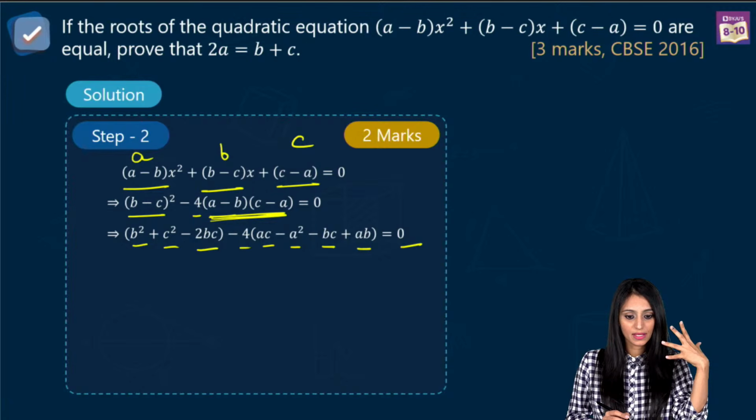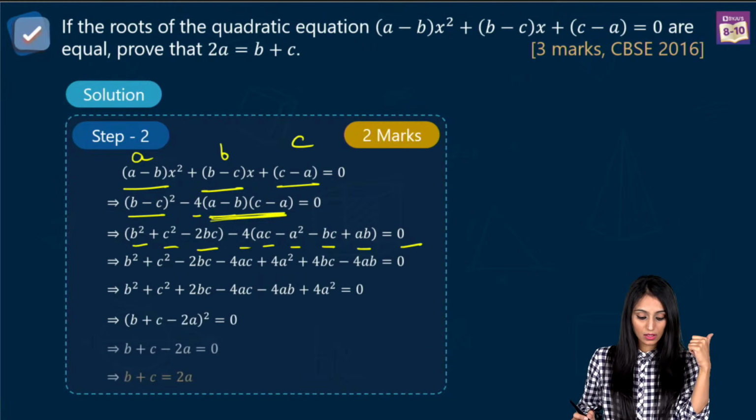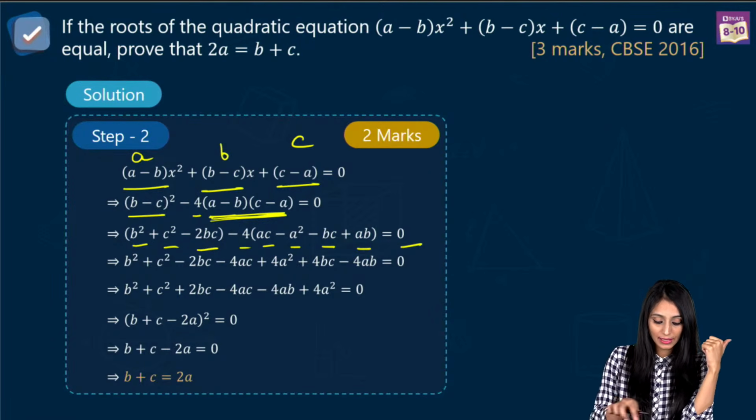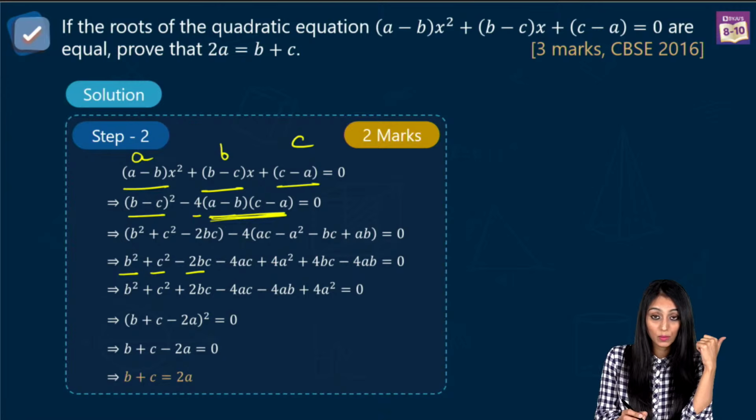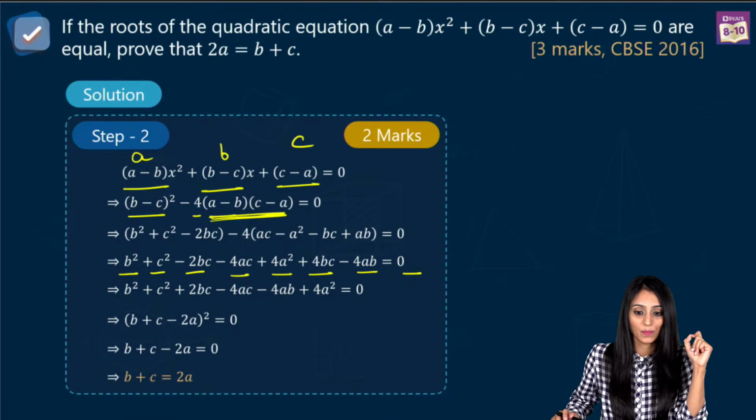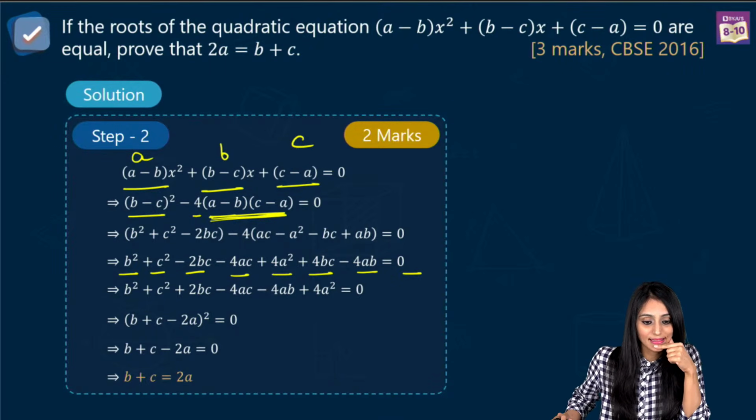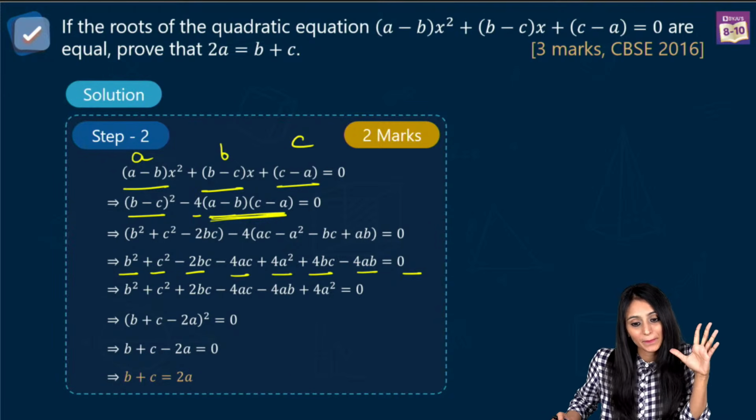Now it's working fine. Great. So what we have done here is, let's open all the brackets up. When you open the brackets, you know that the sign will get changed, right? So b square plus c square minus 2bc. Now signs will change. Minus 4ac plus 4a square plus 4bc minus 4ab equal to 0. Yes, clear? Okay, this much part is clear.